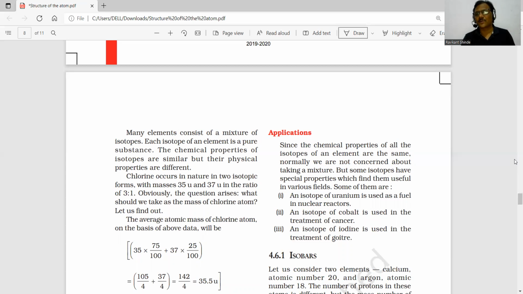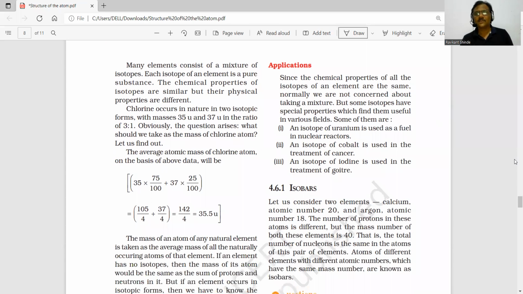Now let's see isobars. What are isobars? They are atoms of different elements. For example, argon, krypton, and potassium have the same atomic masses but different atomic numbers. They are the atoms of different elements. They are different, that is why they have different masses.